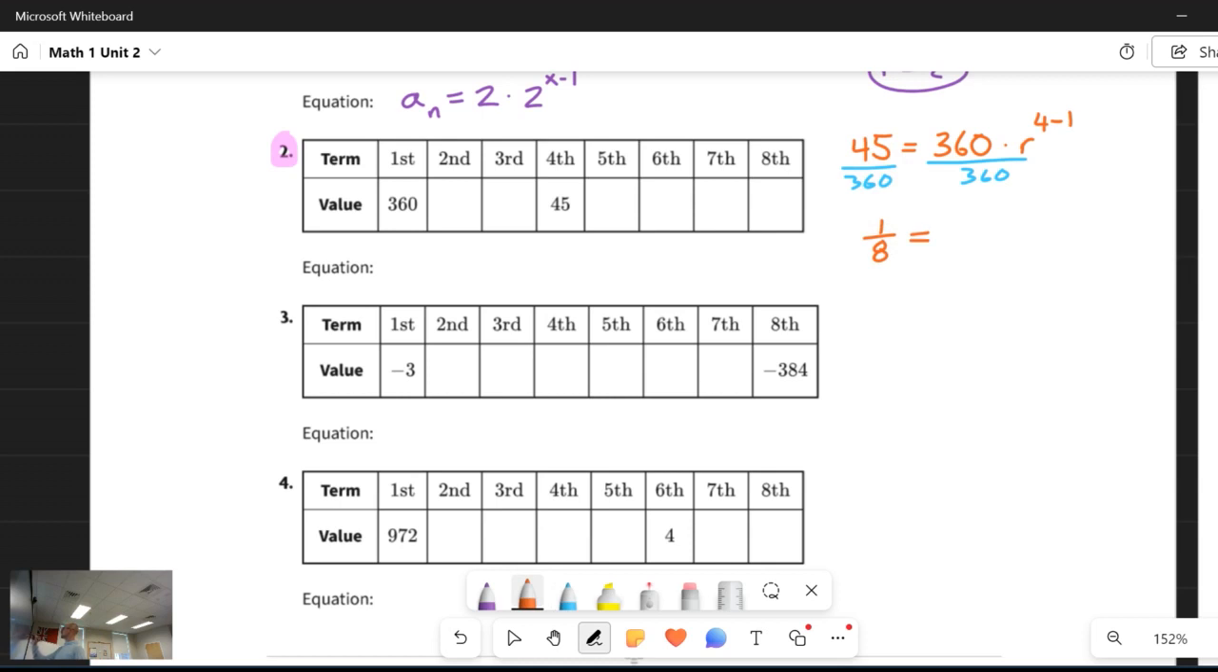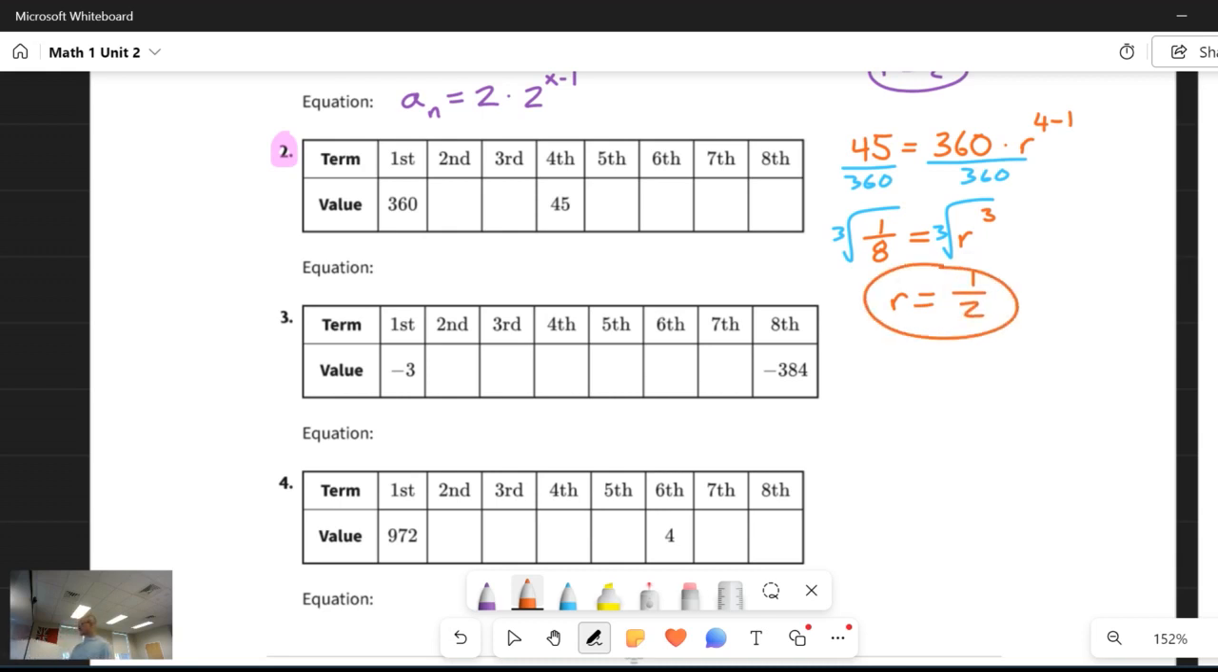Please don't turn that into a decimal. It'll just make life a little more complicated for you. So we get r to the 3rd power is equal to 1/8. We take the cube root of that, and we get that r is equal to 1/2.